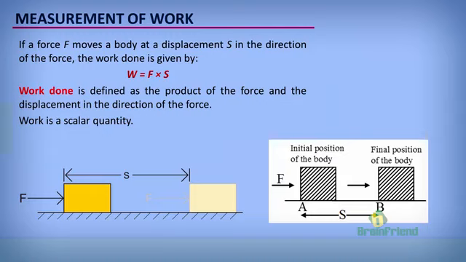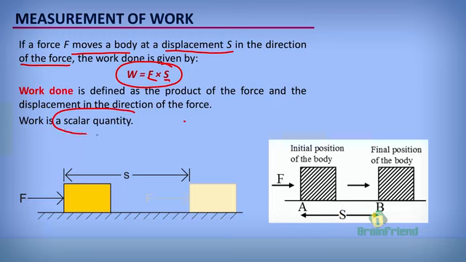Measurement of work. If a force moves a body at a displacement s in the direction of the force, the work done is given by work is equal to F times S. This F here represents the force, and the S here represents the displacement. So it means when you multiply the force and the displacement, you have work done. So you can define work done as the product of the force and the displacement.